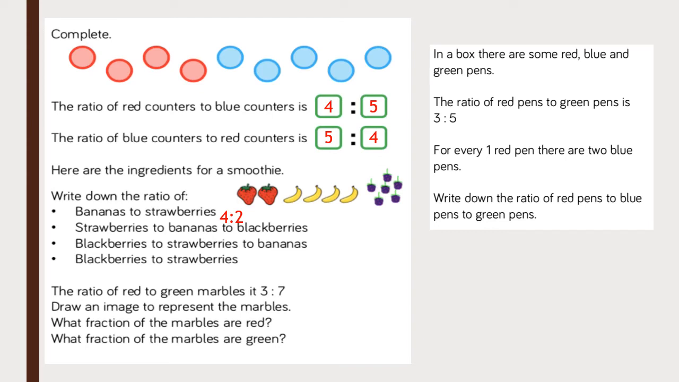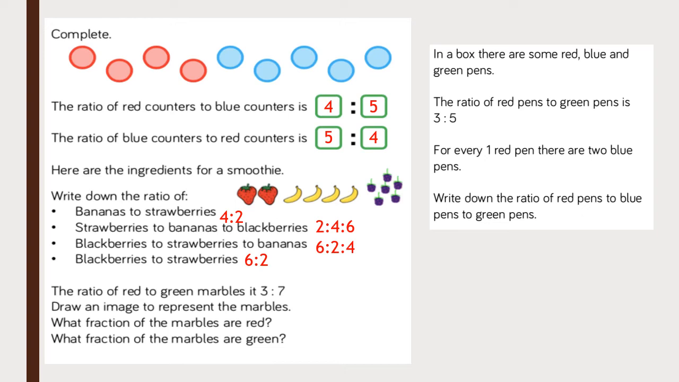Strawberries to bananas to blackberries. So for this one, we know we're looking at strawberries first, so that's 2. Bananas, there are 4, and blackberries, there are 6. So we have 2 to 4 to 6. Then blackberries to strawberries to bananas. Well, that one we're looking at the blackberries first, so 6. Then strawberries second, 2, and bananas last, that's 4. Blackberries to strawberries, that's 6 to 2. So well done if you managed to get those. That was all about making sure that we're looking at the order in which we write down our ratios.